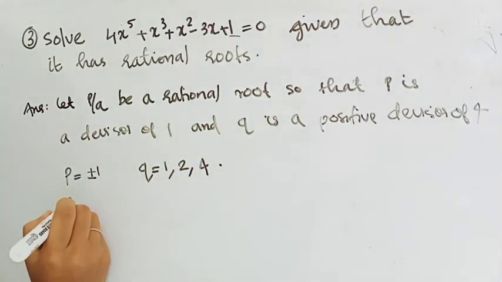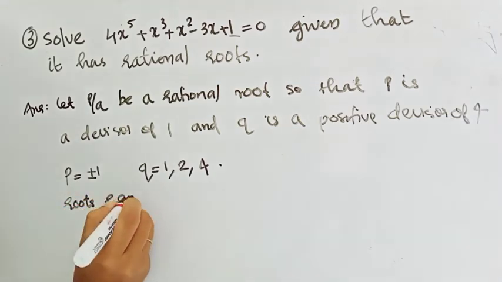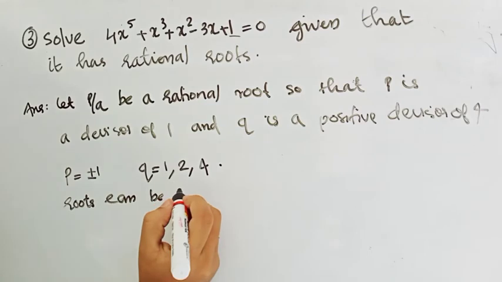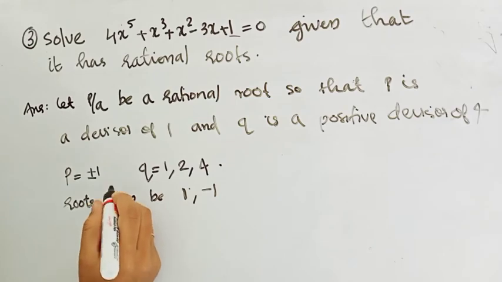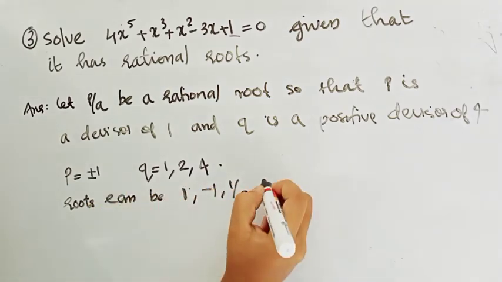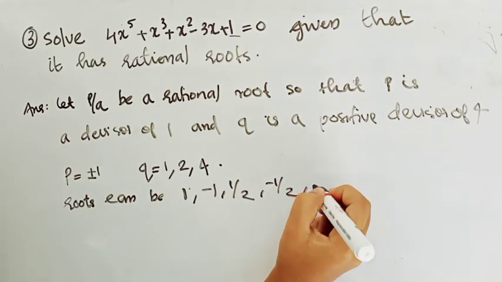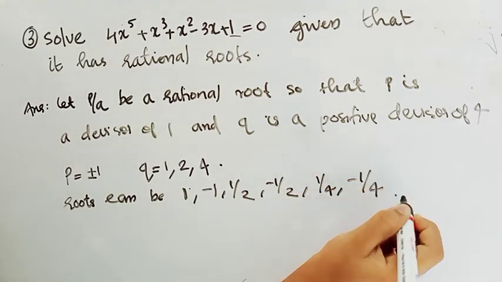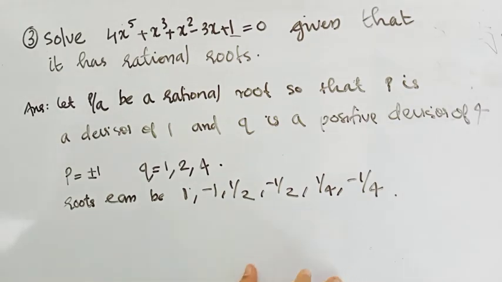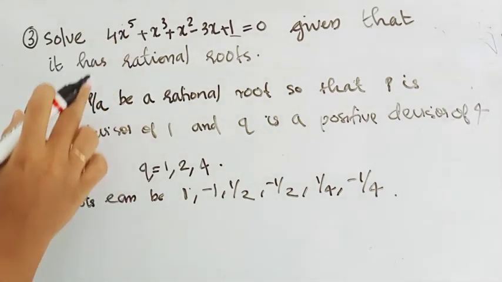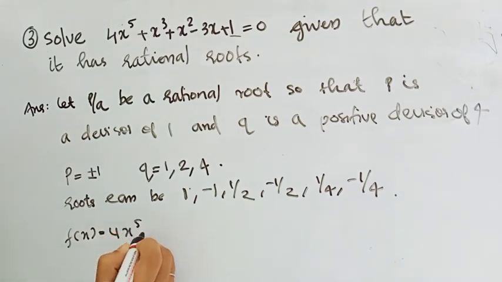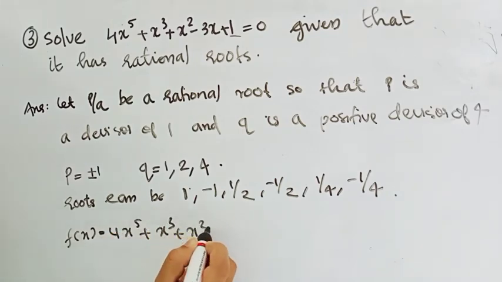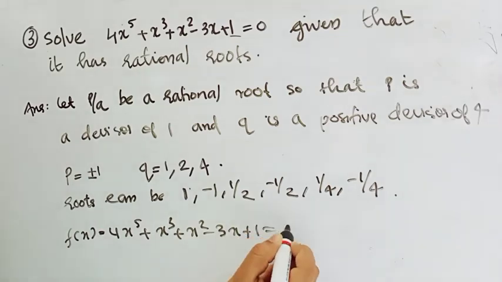So the roots can be 1 by 1, that is 1 itself, minus 1 by 1 which is minus 1, plus 1 by 2, minus 1 by 2, then plus 1 by 4, and then minus 1 by 4. So p by q can be any of these. Some of them can satisfy this equation. You can check everything. So f of x equal to 4x raised to 5 plus x cube plus x square minus 3x plus 1 equal to 0.